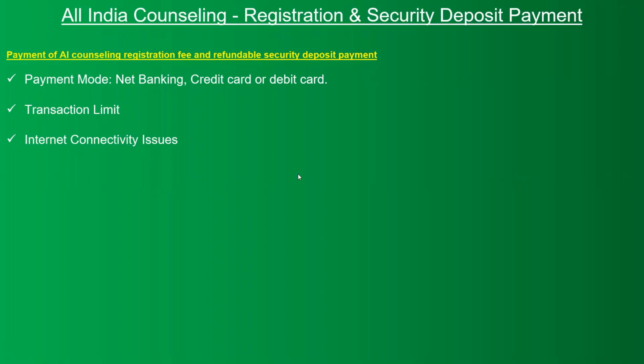Transaction limit, you would be paying 10,500 or 25,000 for All India quota and DNB, so that there should not be any issue in transaction limit. But if you're paying 2 lakh for deemed universities, please check your credit or debit card transaction limits or net banking transaction limits.